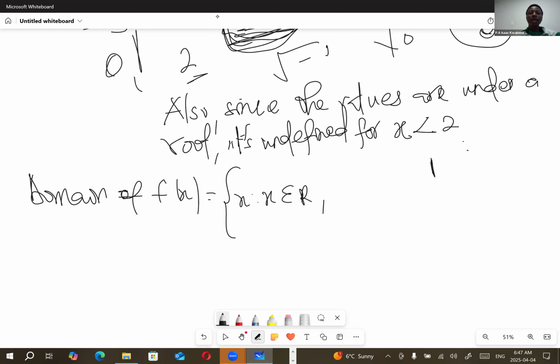Except what? When x is what? X is equal to 2. Not only that. Any value less than 2 too. So you can just say except when x is less than or equal to 2. Meaning when x is equal to 2, 1, 0, -1, -2, -3, any negative value is part of it. All right, we are done.